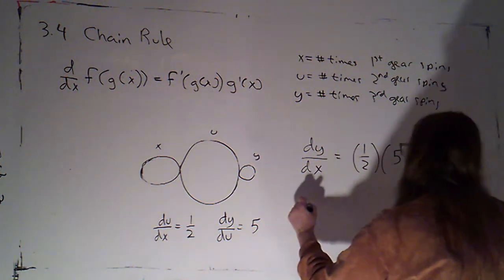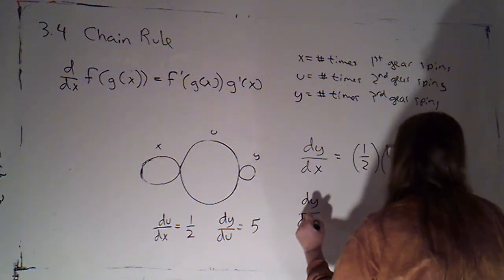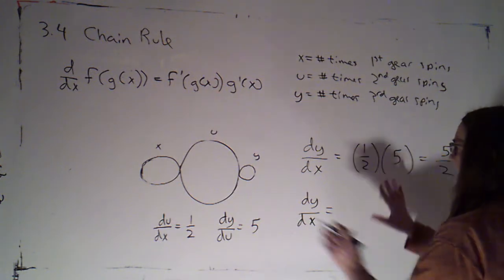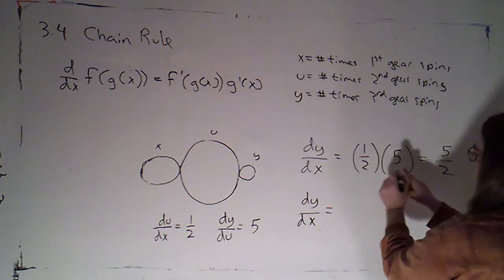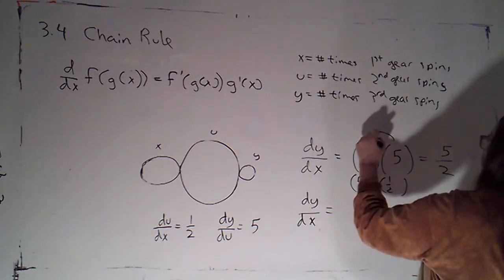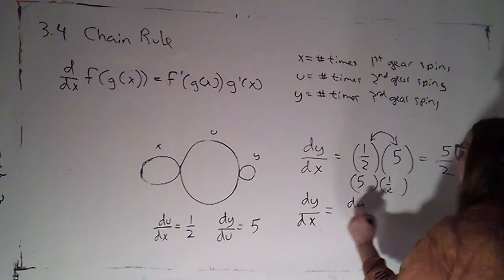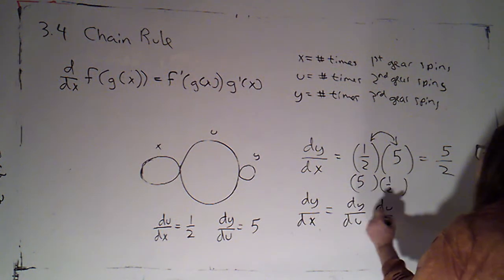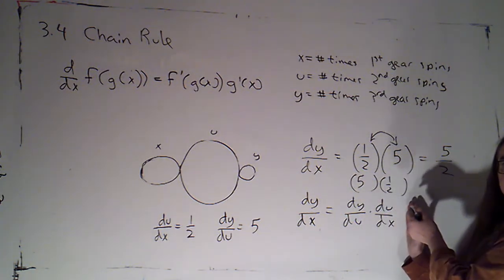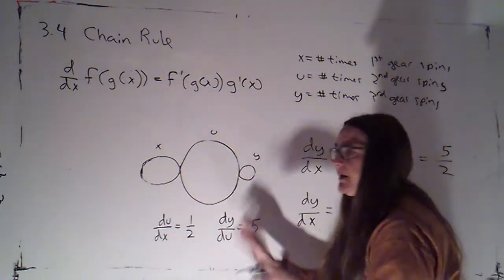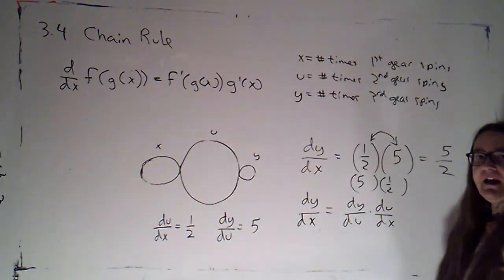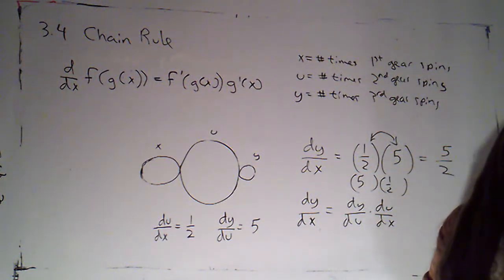Notice what we've just said here is that dy/dx is this product. Since 1/2 times 5 is the same as 5 times 1/2, I'm going to switch the order of those. We're saying that's dy/du times du/dx. Okay, we multiplied things. The fact that we multiplied them hopefully made sense because this is a scenario of gears spinning that you're familiar with, and that sort of suggests why we multiply things.